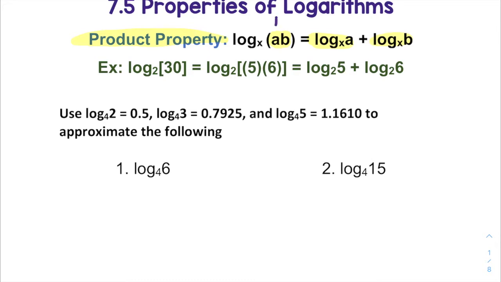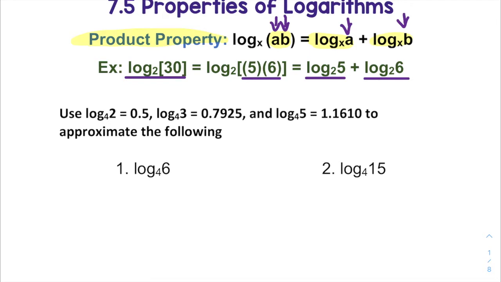So if we have a times b as a log expression, we could find the value of the log of a and add it to the log of b. For example, if we have log base 2 of 30, we could solve that, or find its value, or evaluate it. Since 5 times 6 is 30, we could break it down to the log base 2 of 5 plus the log base 2 of 6.